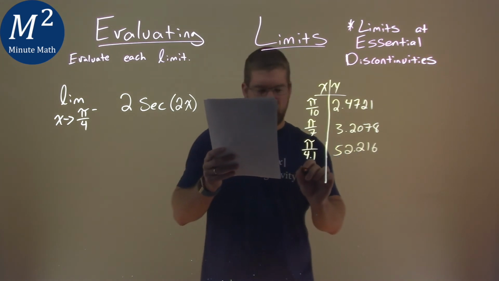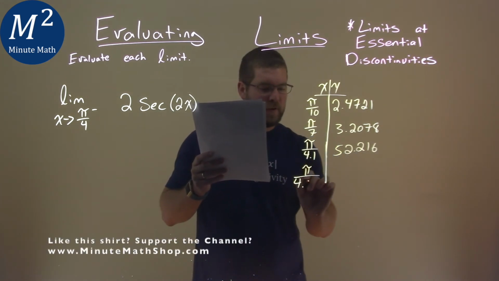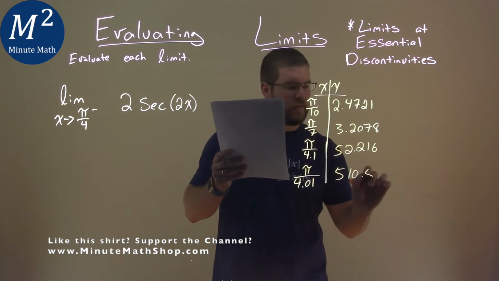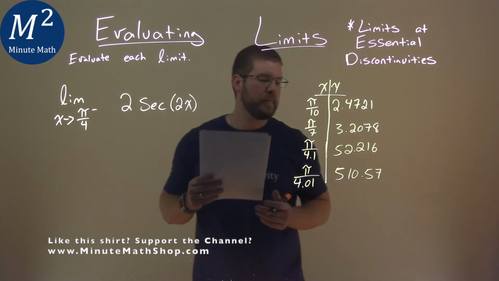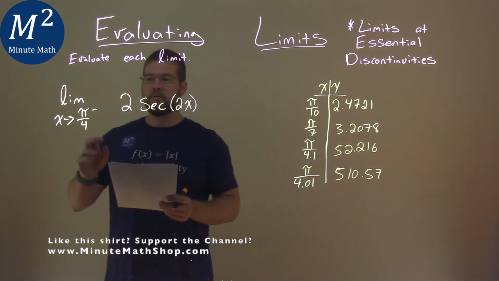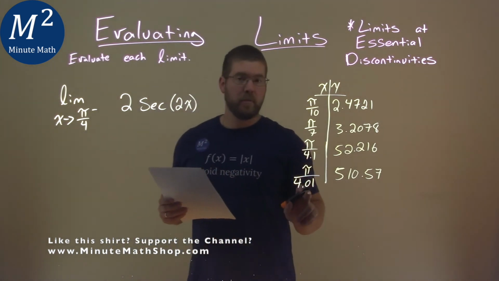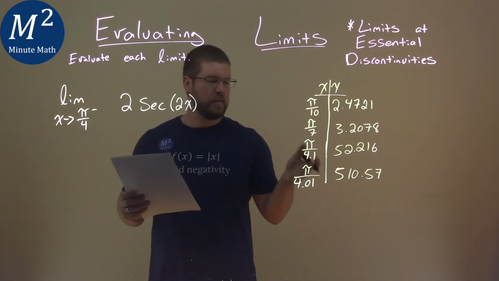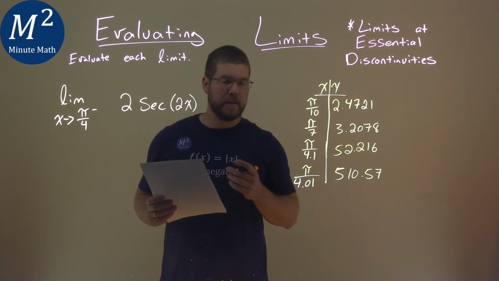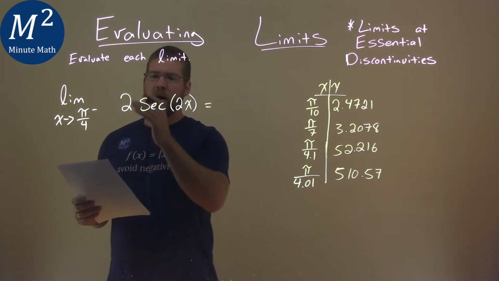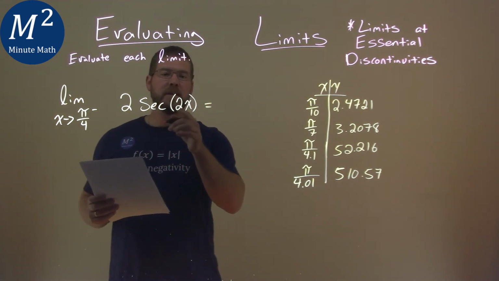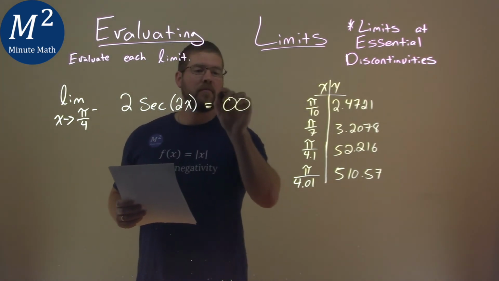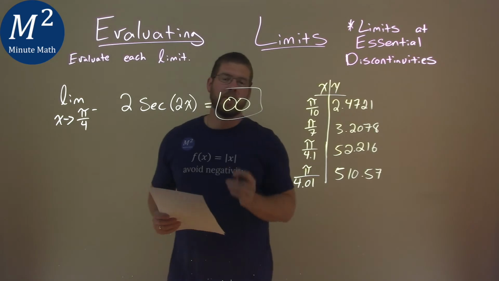52.216. And what about pi over 4.01? And I got 510.57, again rounded. So what happens as we approach pi over 4 from the left when we're plugging in for x? We notice that our graph, or equation in a sense, is going to positive infinity there. And so the limit here of our function 2 secant of 2x as x approaches pi over 4 from the left is positive infinity, and that is our final answer.